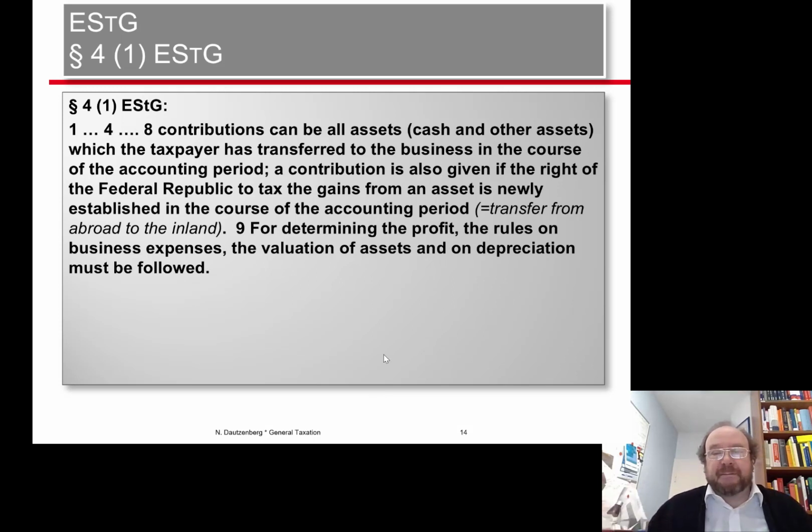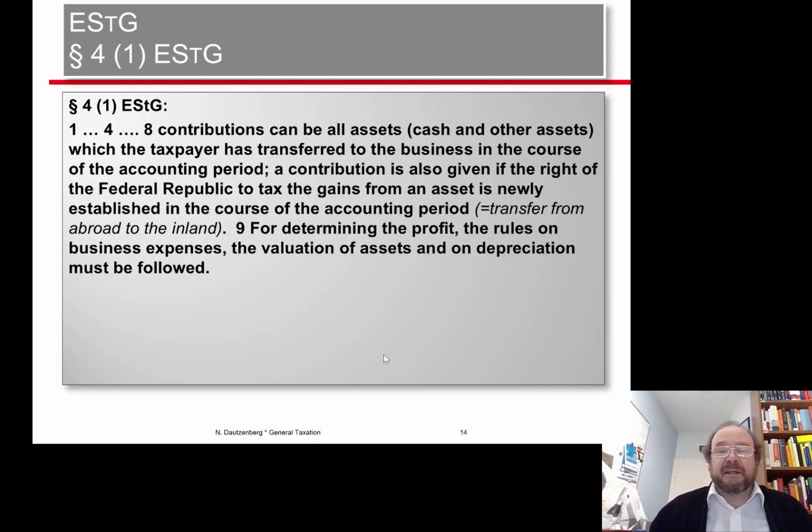Then we can leave some sentences out and we end up with the definition for contributions. Contributions can be all assets, cash and other assets, which the taxpayer has transferred to the business in the course of the accounting period. The contribution is also given if the right of the Federal Republic to tax the gains from an asset is newly established in the course of the accounting period. So if a good comes from outside the taxable sphere into the taxable sphere.